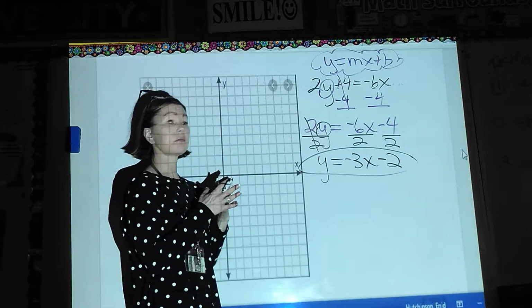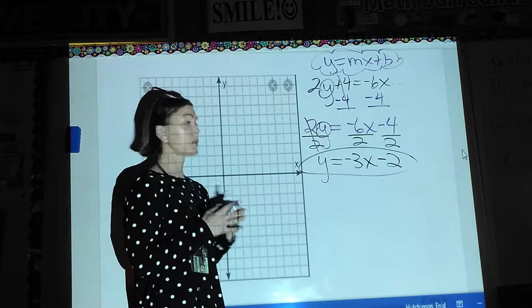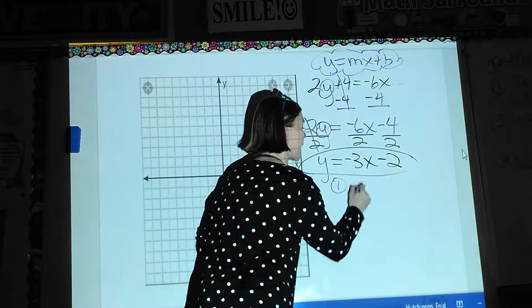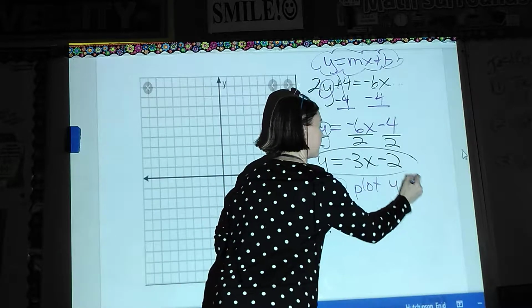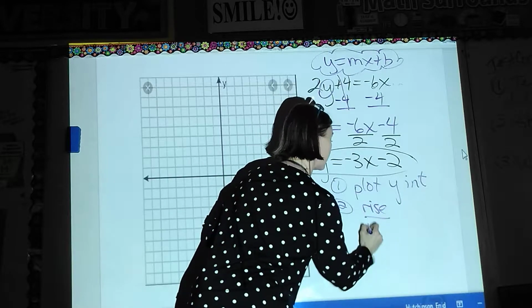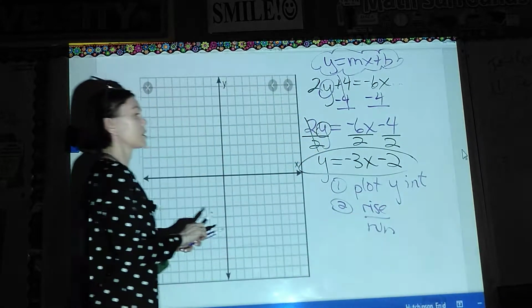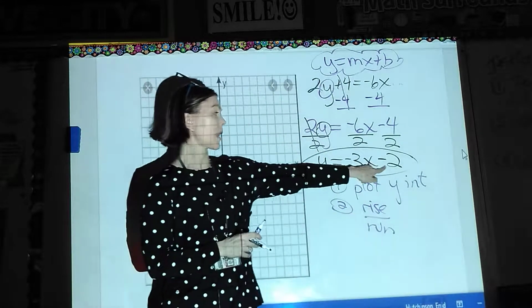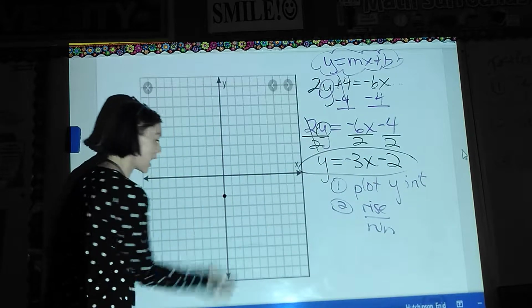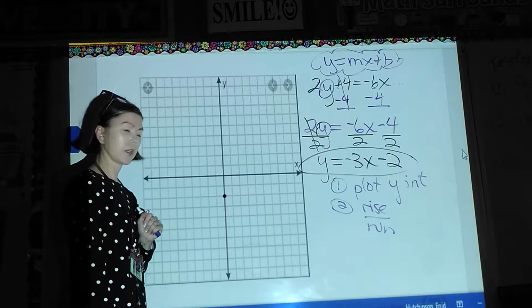So step 1, solve for y. Step 2, graph it. How do we graph it? Step 1, plot the y-intercept. And step 2, rise over run, okay? So what is our y-intercept here? We have a negative 2. So here we go, negative 2. Plot the negative 2, okay?